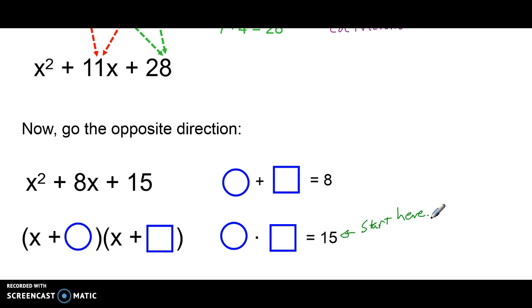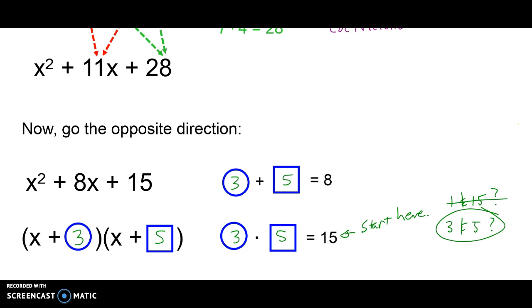But the 15, there's only a couple of choices. There's 1 and 15. Well, no, that won't add up to 8. So you throw that one away, and you say, okay, what else could make 15? 3 and 5? Oh, yep, that works. 3 times 5 makes 15. 3 plus 5 makes 8. That's the right pair of numbers to use.